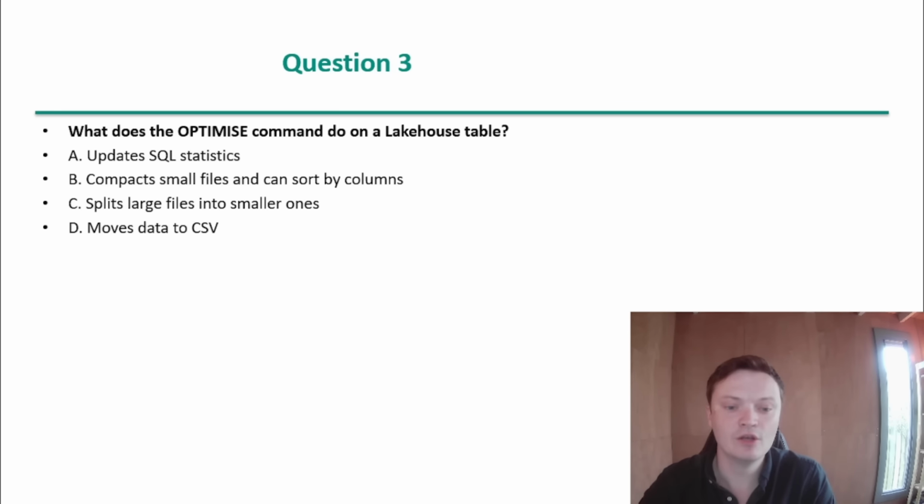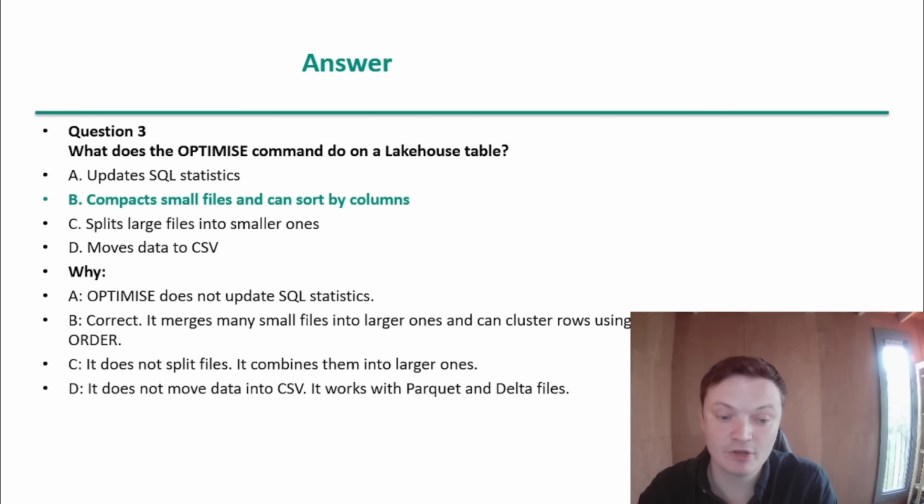Question 3. What does the optimize command do on a lakehouse table? A. Updates all SQL statistics. B. Compacts small files and can sort by columns. C. Splits large files into smaller ones. Or D. Moves data to CSV. And the answer is B. Compacts small files and can sort by columns.